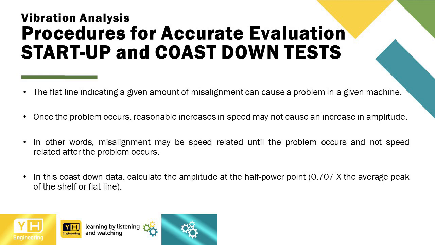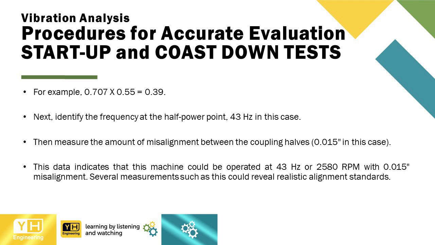In this coast-down data, calculate the amplitude at the half-power point, 0.707 times the average peak of the shelf or flat line. For example, 0.707 times 0.55 equals 0.39. Next, identify the frequency at the half-power point, 43 Hz in this case. Then measure the amount of misalignment between the coupling halves, 0.015 inch in this case. This data indicates that this machine could be operated at 43 Hz or 2580 RPM with 0.015 inch misalignment. Several measurements such as this could reveal realistic alignment standards.